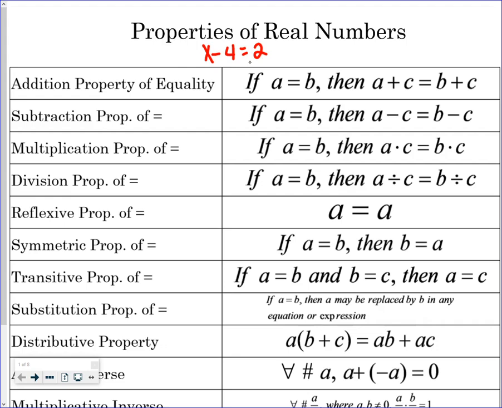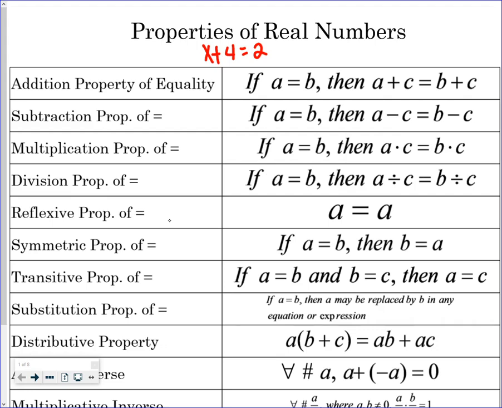Okay? So same thing. We have subtraction property of equality. If a equals b, then a minus c equals b minus c. So if I had this time, x plus 4 equals 2, how would I get x alone? Subtract the 4 from both sides, right? So subtraction property of equality. Okay? Multiplication, same thing. You multiply by the same thing on both sides. Division, divide by the same thing on both sides. Okay?